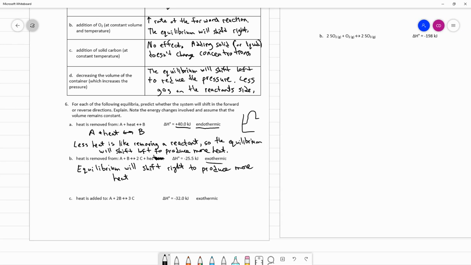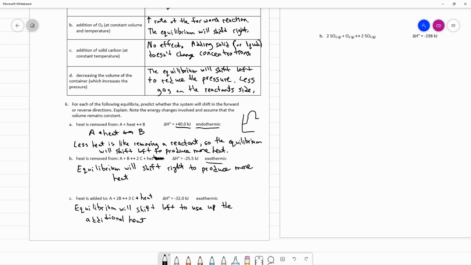And on C, we are told that heat is added. So this being exothermic again, I would write in here that heat is a product. And if we increase the heat, we have added more product. So the equilibrium will shift left to use up that product. Equilibrium will shift left to use up the additional heat.